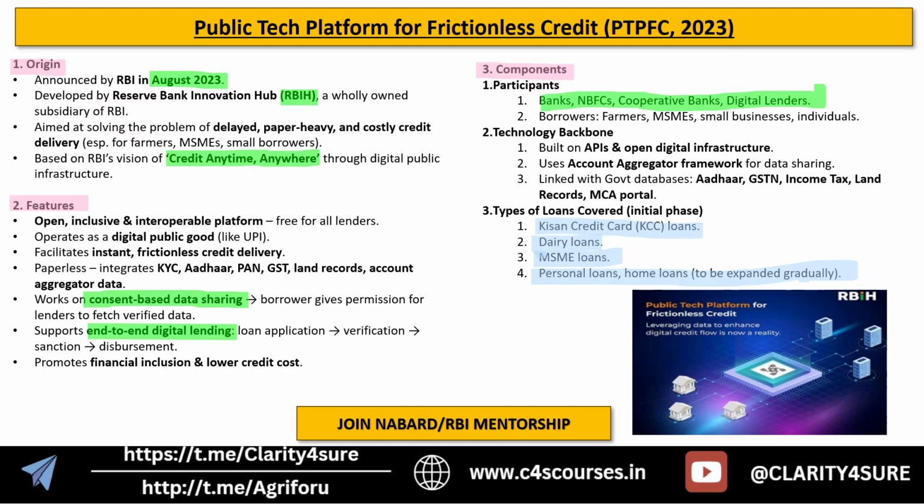The types of loans that can be availed from this Public Tech Platform for Frictionless Credit are Kisan Credit Card loans, dairy loans, MSME and personal loans, and home loans also, to be expanded gradually, but the first three are covered in the initial phases. I hope this Public Tech Platform for Frictionless Credit is clear to you. The main objective is to promote financial inclusion and lower the credit cost. I hope this initiative is also clear to you now.